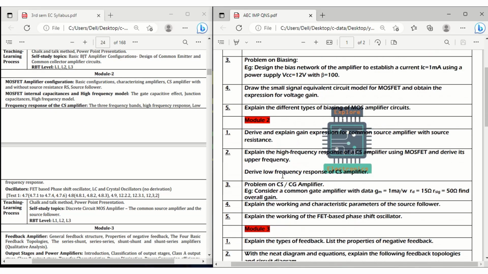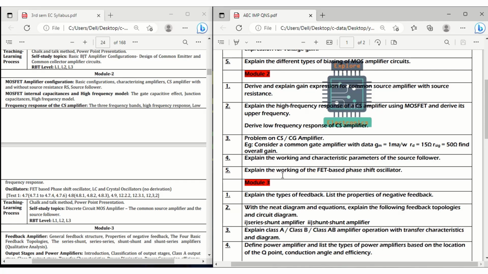Coming to module 2, module 2 is on amplifier circuits in MOSFET, and you can see here, derive the expression for gain for a common source amplifier. This common source amplifier is again a very important concept. This question will be there for sure in the exam. Otherwise, if they do not ask the derivation, they may ask a problem. And the second question in module 2, explain the high frequency response of a common source amplifier, or the low frequency response of a common source amplifier can be asked.